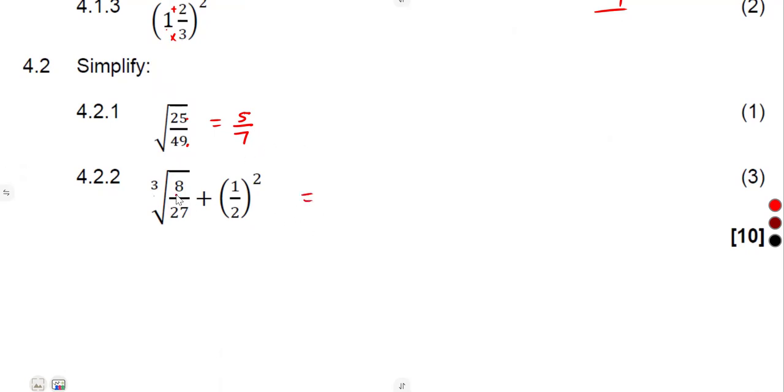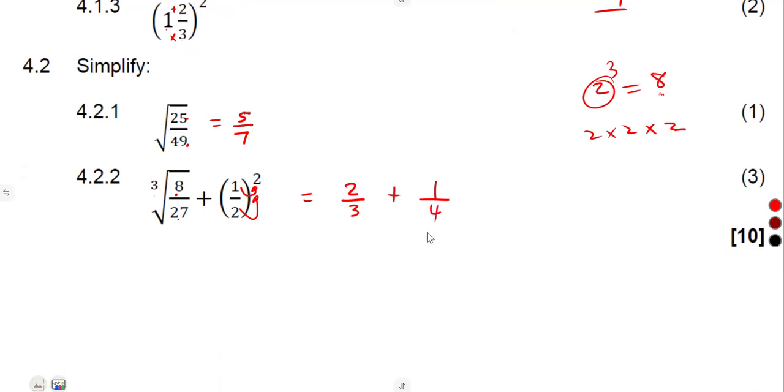The cube root of 8. All right. That's 2. 2 times 2 times 2 is going to give us what? 8. So for you to know this, you must know that 2 cubed is 8, so that you know that the cube root of 8 is simply a 2. The cube root of 27, that's what? A 3. All right.